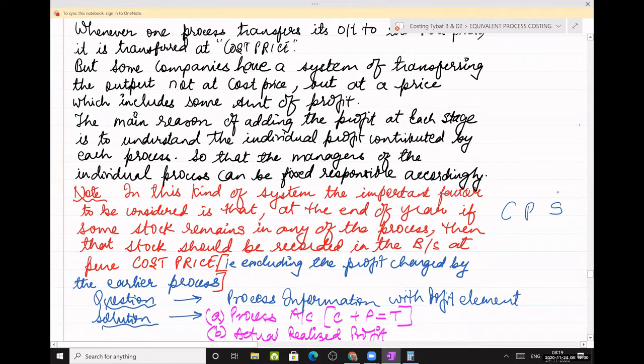We don't say selling price, but here we make the process account in this format. Generally, how do we make a process account? With quantity and amount columns, or quantity, rate, amount columns. But here we will prepare it with cost, profit and total columns. So C plus P is equal to what we will call transfer price or total price. In this subtopic we call selling price the transfer price. This T is for transfer price, or you can even say total.